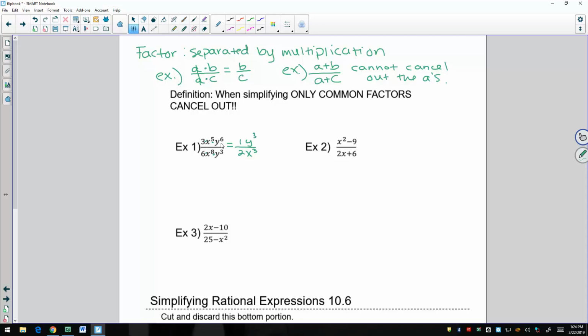Remember, I've told you in the past that the variable will end up on the side of the fraction wherever the bigger exponent is. So you'll notice 8 is bigger than 5, so that's why x ended up on the bottom.